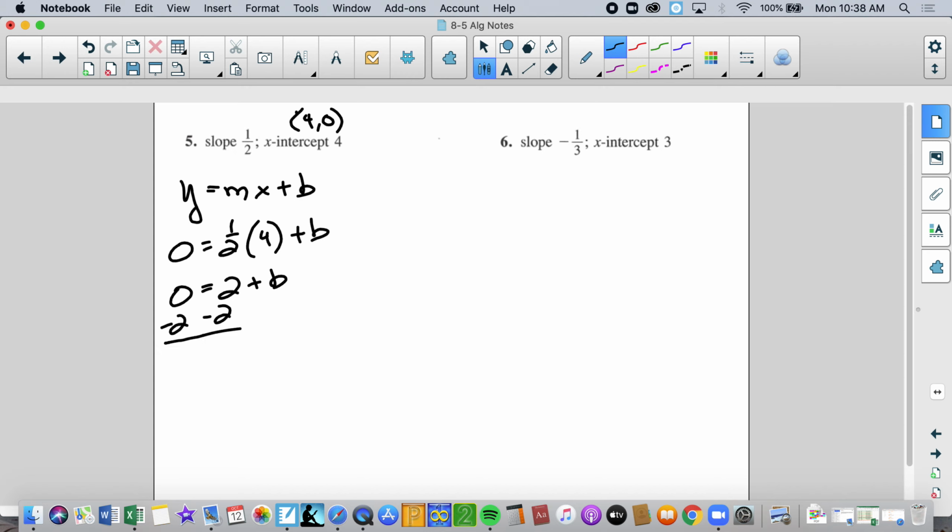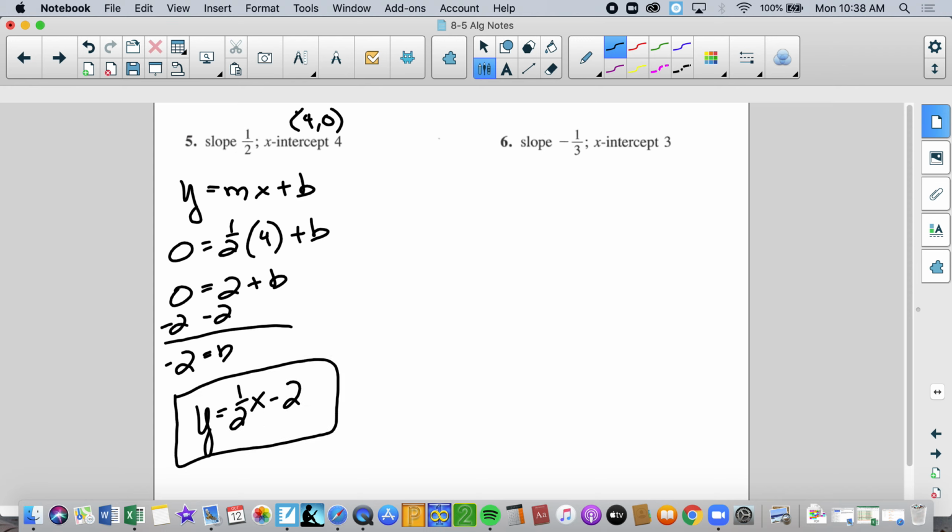Subtract 2. -2 equals b. Now we have the slope and the y-intercept. So that's what the equation would look like. Let's look at number 6.